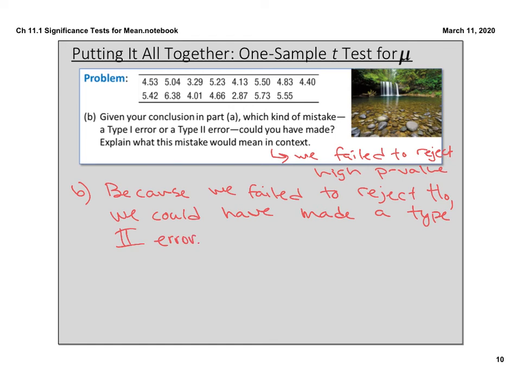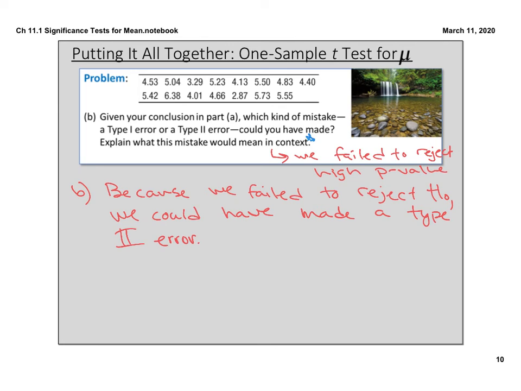Okay, so that's the type of error that we could have made, but then it also says, what does it mean in context? So that's always the kicker. How do we put that into play? So we failed to reject the null, which means that we think the stream is safe. Okay, we think that there's no problems in the stream. The DO level is high enough. It's not too low.